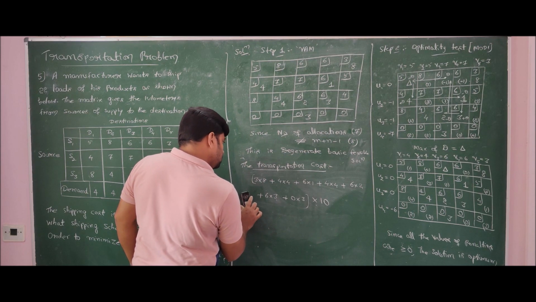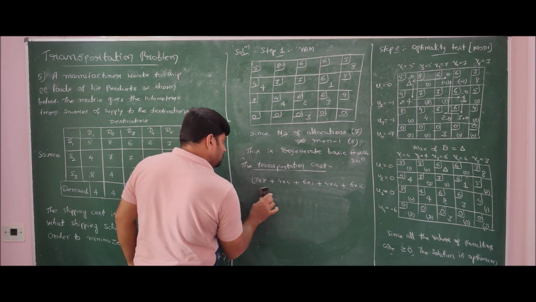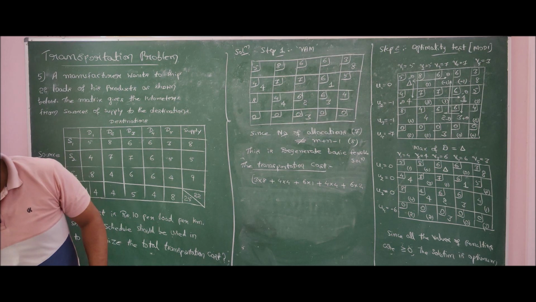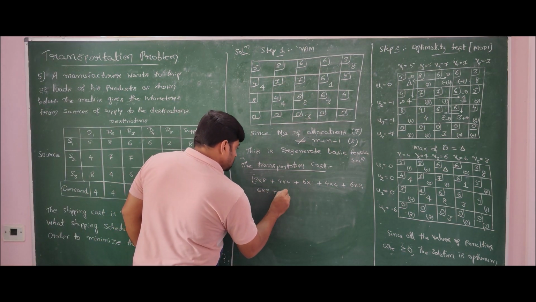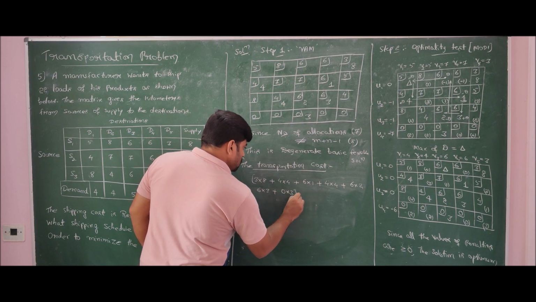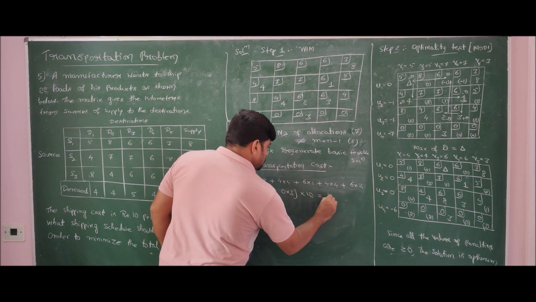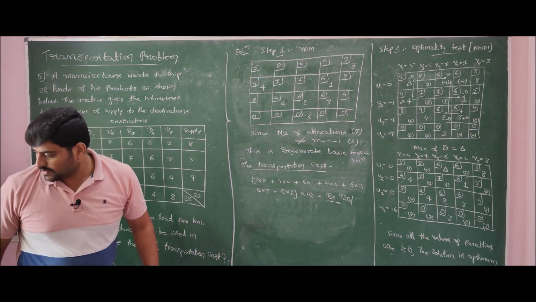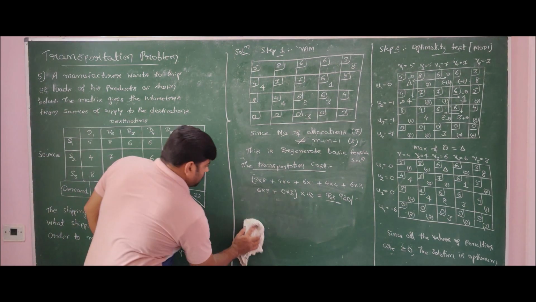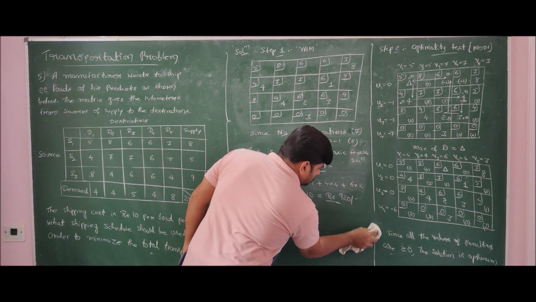6 into 3 plus 0 into 3. Let me have some space. 6 into 3 plus 0 into 3 whole multiplied by 10, which is equal to rupees 920, right? So let me write the final solution.